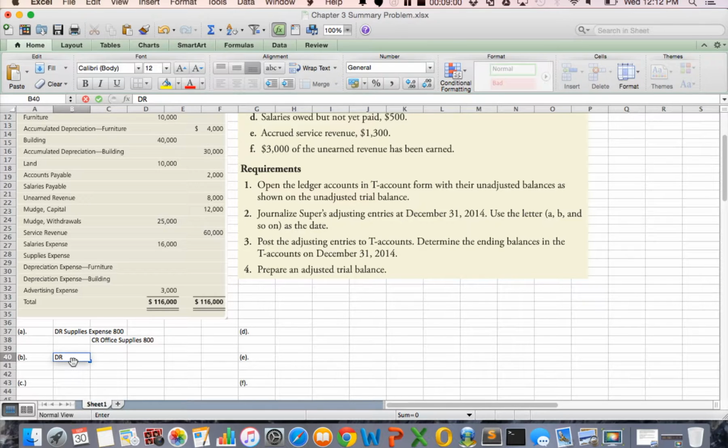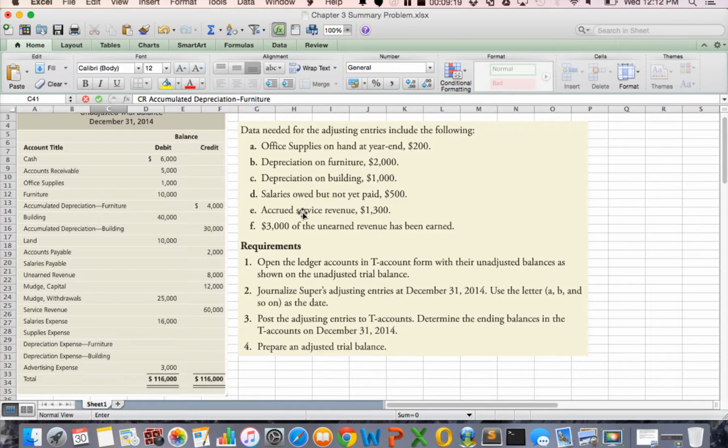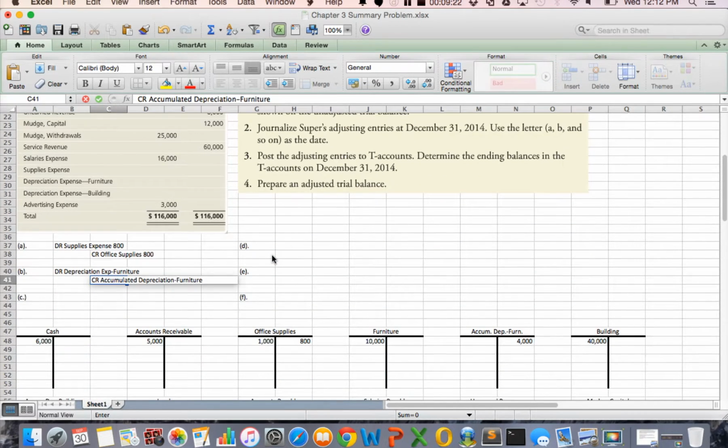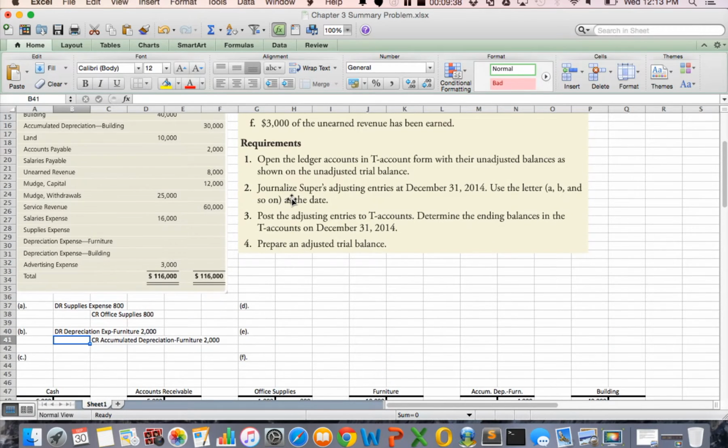Okay. So, debit is going to be to depreciation expense furniture, credit, accumulated depreciation furniture. Okay, and the amount was $2,000. So, as long as you had your templates handy and you saw this was a depreciation example, then you should be able to just plug and play there.